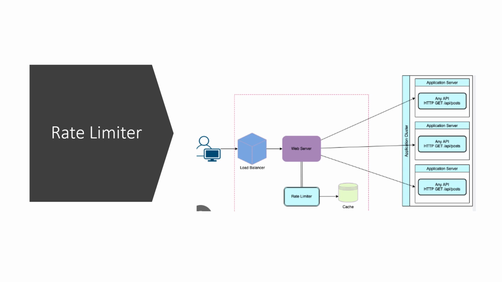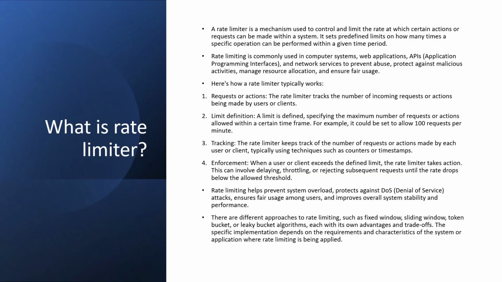Guys, today's topic is rate limiter. What is a rate limiter? A rate limiter is a mechanism used to control and limit the rate at which certain actions or requests can be made within a system. It sets predefined limits on how many times a specific operation can be performed within a given time period.